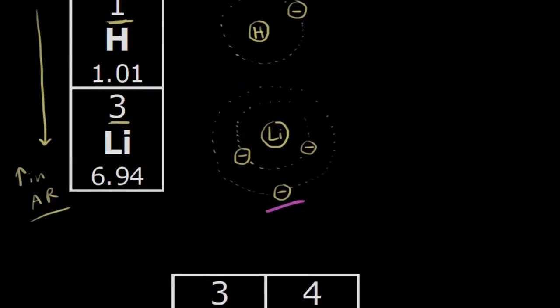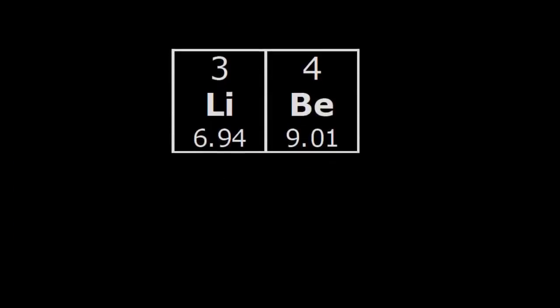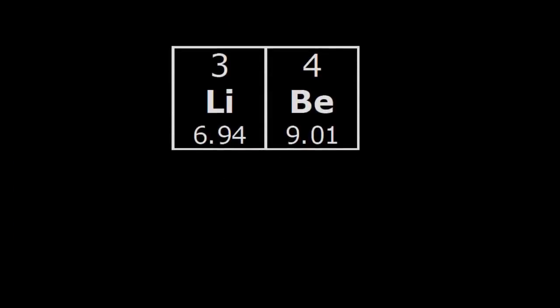Let's look at period trends next. So as you're going across a period this way, you're actually going to get a decrease in the atomic radius. And let's see if we can figure out why by once again drawing some simple pictures of our atoms.